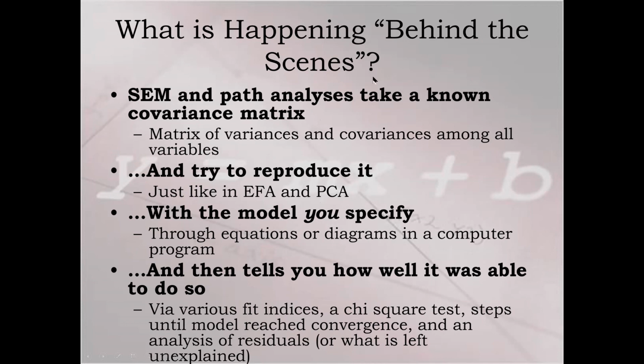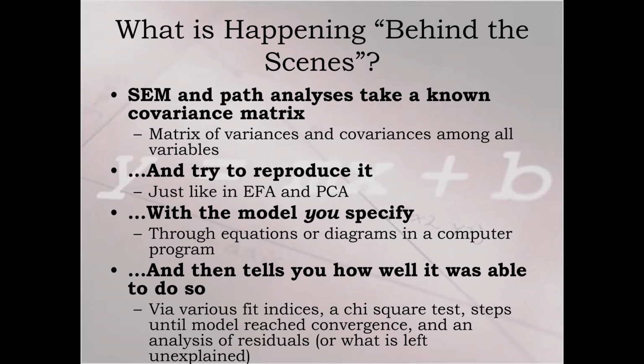Okay, so let's talk a little bit about what's happening behind the scenes. Structural equation modeling, which I'll call SEM generally, and path analysis particularly, start with your known covariance matrix, which is just your unstandardized correlation matrix, right? The correlation matrix, but in its original metric. So they start with the covariance matrix.